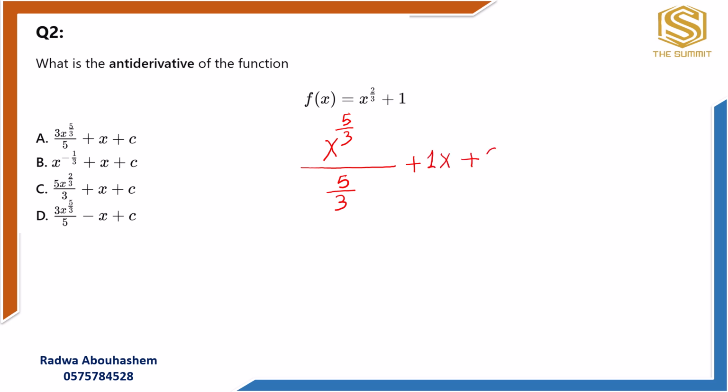Then add c. Now, you have a rule, of course, that you take in JET, that the denominator of the fraction becomes the numerator again here. So I will just put the 3 here: 3 over 5 plus 1x plus c. So where's my answer? Here's my answer.